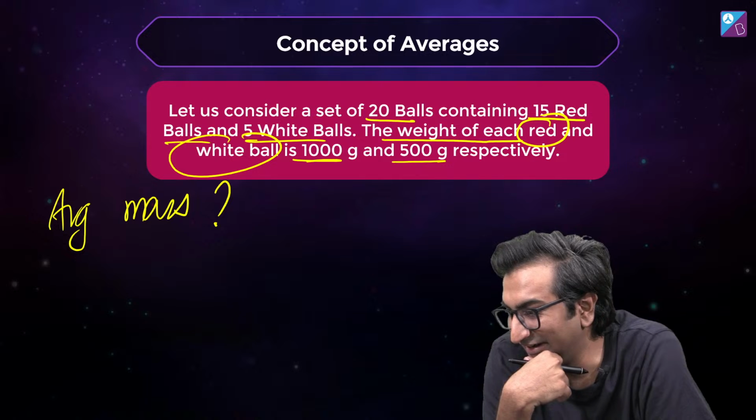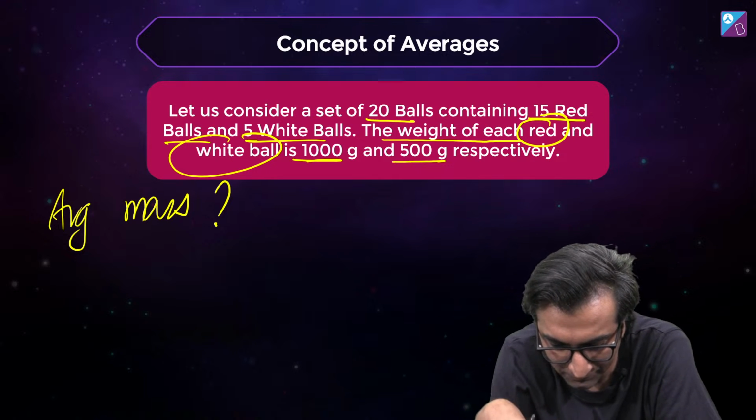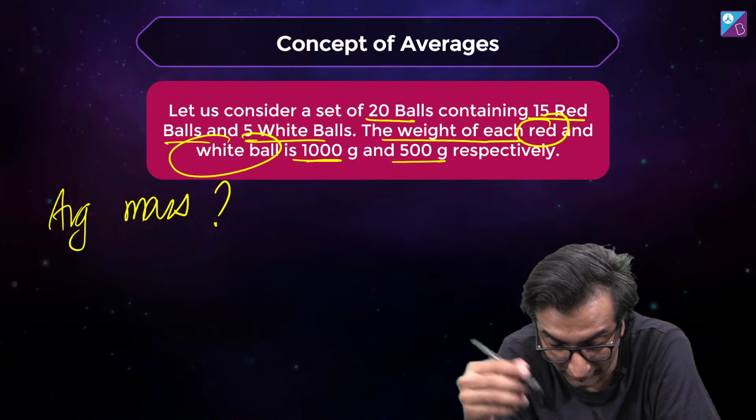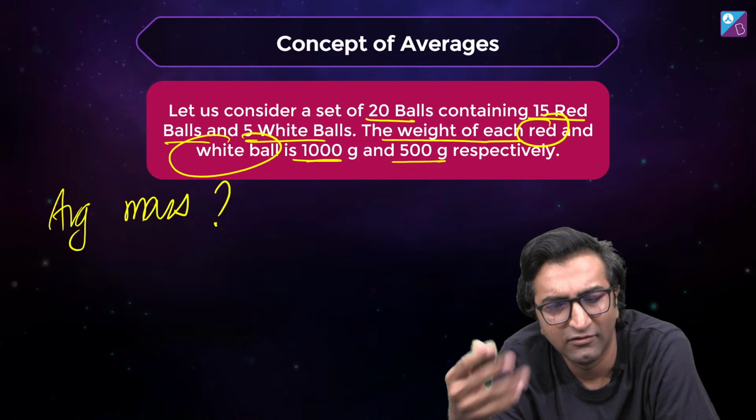I understand that this is a little heavy, right? All of this is a little heavy. बहुत maths है. I'm trying to simplify it as much as I can for you. If I have 20 balls, जिसमें से 15 है red, 5 है white, उसका average mass क्या होगा? How do you do this?